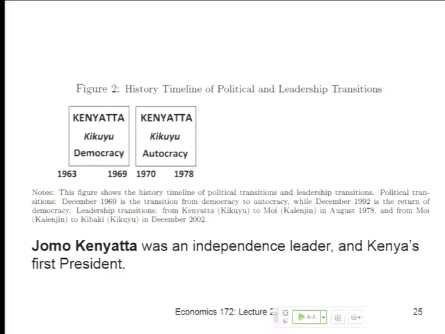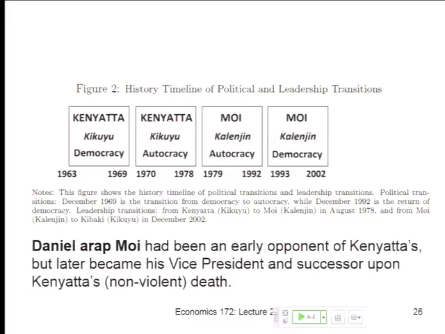Okay, from 1970 to 1978, Kenya's an autocracy, according to the polity scale, dominated by a Kikuyu president. In 1978, Kenyatta dies of peaceful, nonviolent causes. He was old. And he's succeeded by Daniel Arap Moi, who had been in the opposition to Kenyatta in the 60s. But then after the opposition was crushed, and maybe even before the opposition was crushed, he was smart. He cut a deal with Kenyatta and became vice president of Kenya. And he was vice president for this whole period. So when Kenyatta dies, he became president just by the constitution.